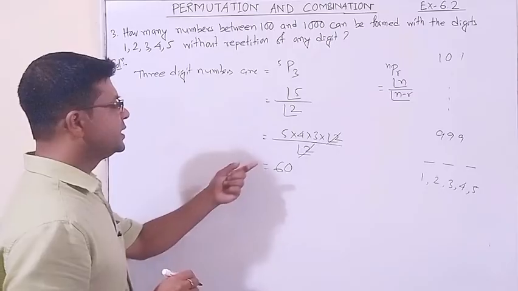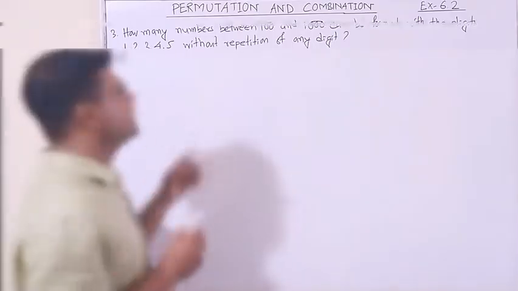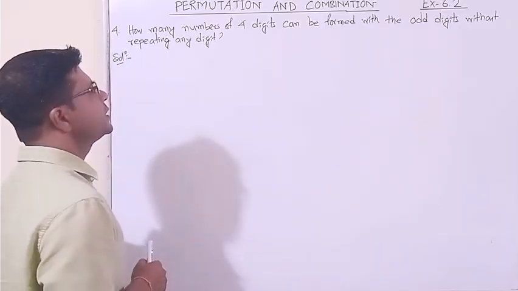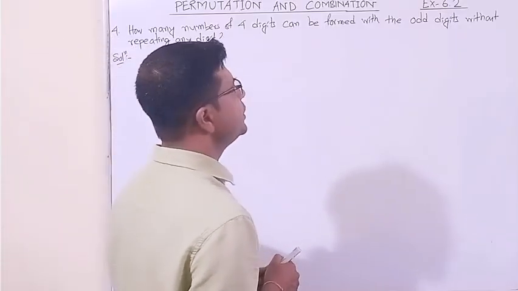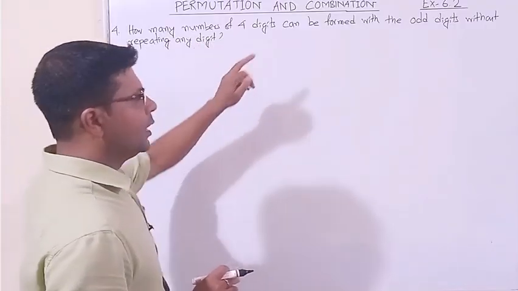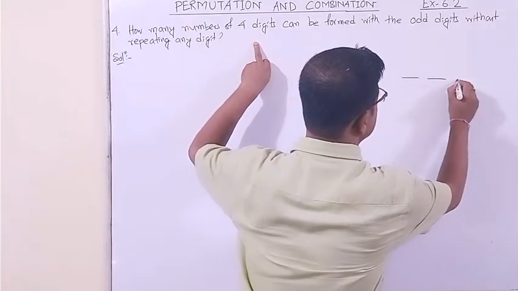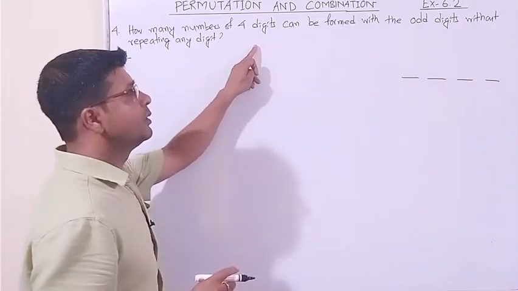So there are 60 such numbers which will be formed using these digits. Okay. Let us read question number 4. How many numbers of 4 digits can be formed with the odd digits without repeating any digit? First of all, we have to frame 4-digit numbers. 1, 2, 3, 4. But what is the condition?